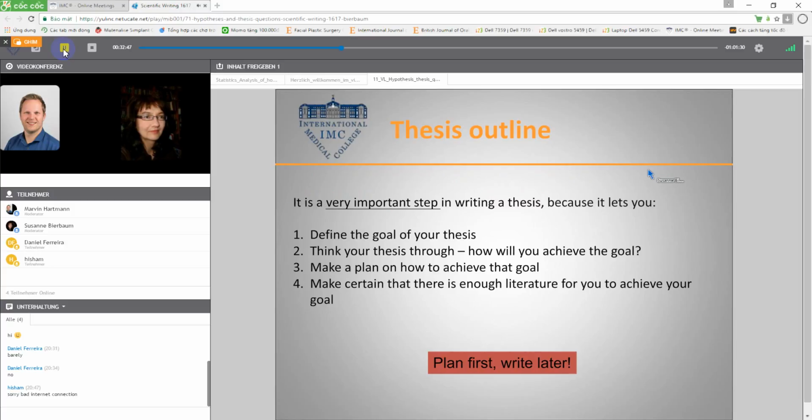Like I said, it is really an important step, because before you start writing, you clarify your goal. You think it through. How can I achieve my goal? You can make a plan for how you want to achieve this goal. I do this first, this second, this next. And also very important, you can make certain that there is enough literature out there for you to actually answer the research questions. Meaning, plan first, write later. Always works.